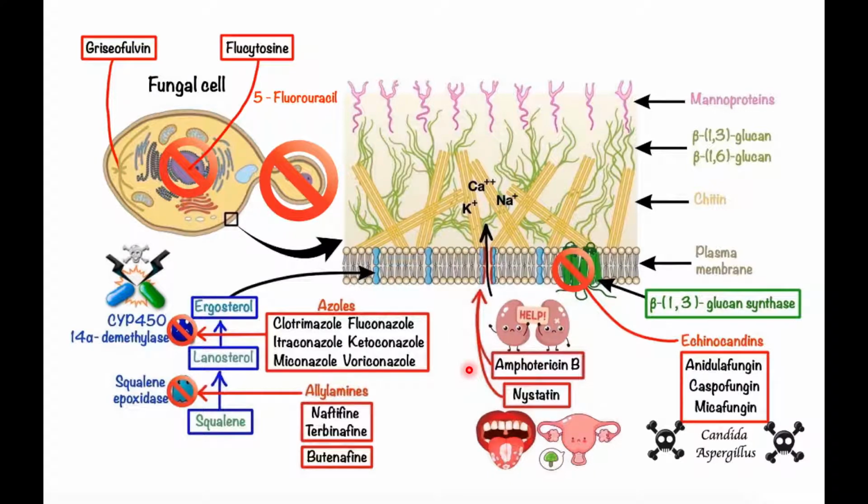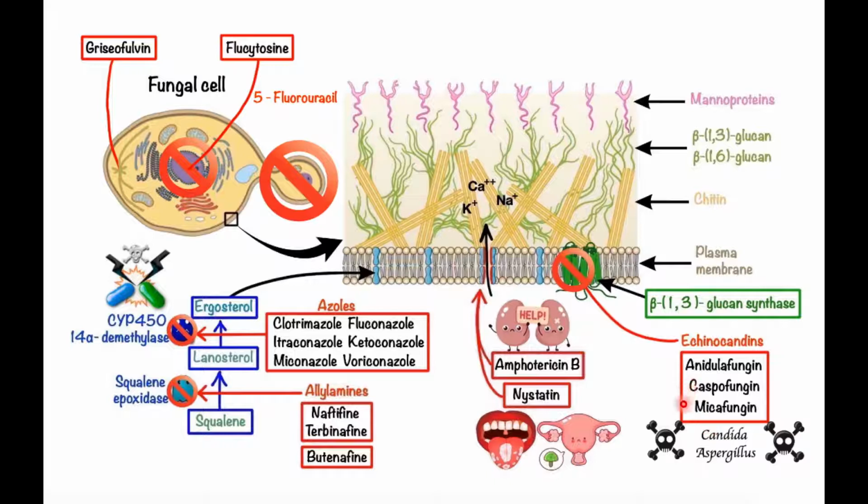Then the next group is amphotericin B and nystatin, commonly used for the treatment of thrush and vaginal candidosis as well. They affect the ion channels, and the entrance of ions will increase, and that leads to a hyperosmotic fungal cell. Then echinocandins are glucan synthetase inhibitors, and usually used for Aspergillus and Candida species.